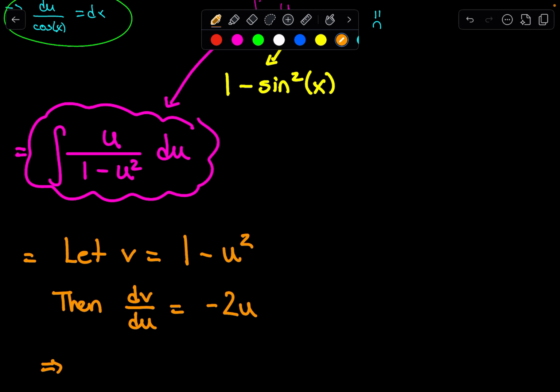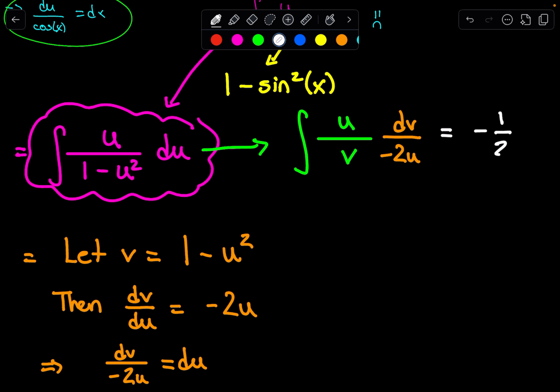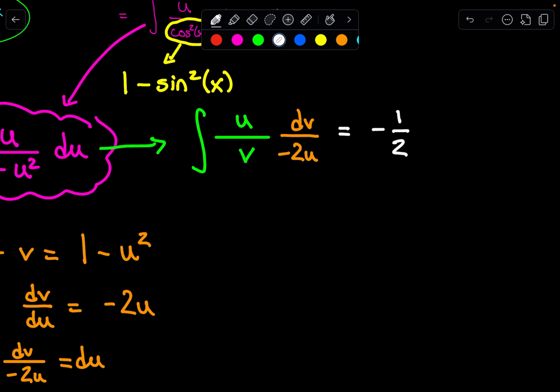This we can rearrange to get that dv divided by negative 2u is equal to du. And so that's going to allow us to rewrite this as the integral. We're going to have u over, now we made a substitution, we said 1 minus u squared is equal to v. And then we also made a substitution that du is equal to dv over negative 2u. And then from here, we get negative, let's see, we're going to have a 1/2 that we can pull out, if I haven't made any mistakes. And then we have the integral of 1 over v dv.